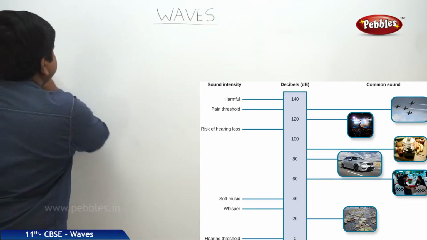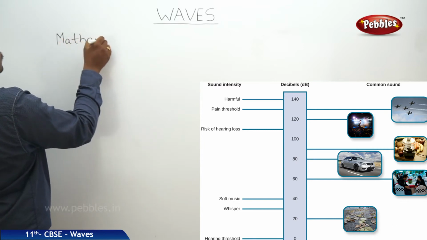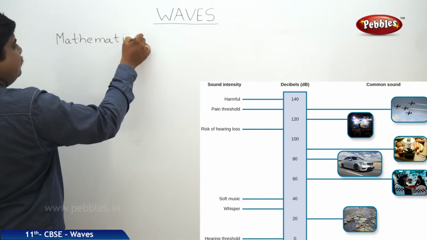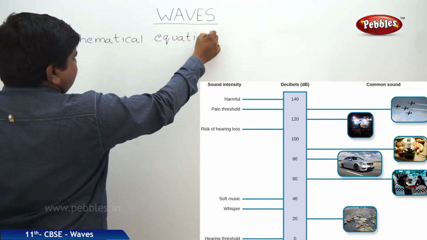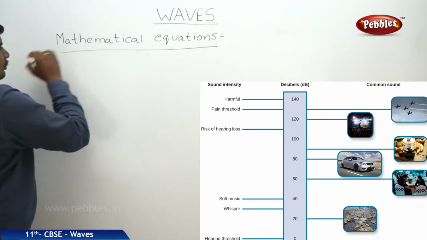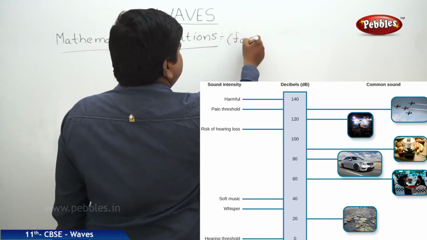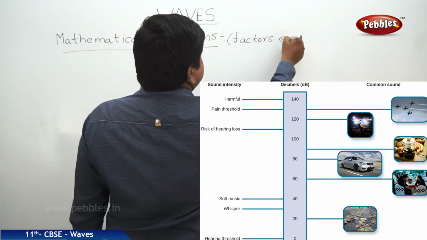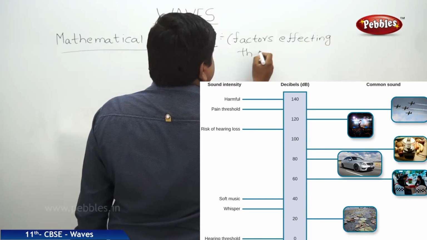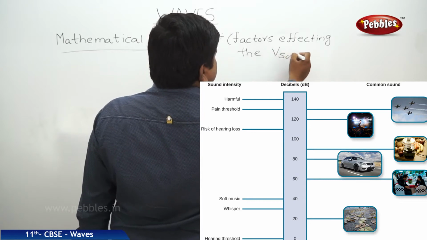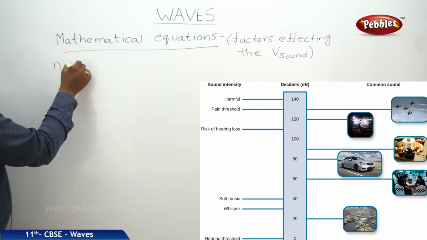So, if you see the mathematical equations of the factors affecting the speed of sound, where V is the representation of speed. The first one is Newton's formula.